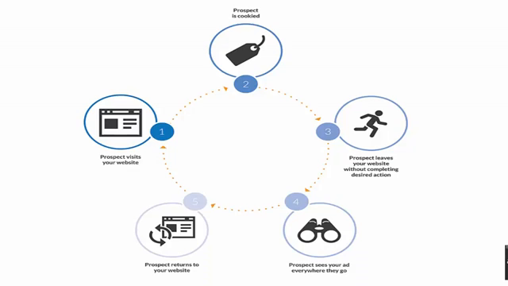And then this is a nice little graphic that we use. So you can see number 1, prospect visits your site. Number 2, prospect is cookied. Then number 3, prospect leaves your website without completing the desired action. Number 4, the prospect sees your ad everywhere they go. Number 5, prospect returns to your website. And then number 6 in the bullseye is the prospect takes that desired action, right? And so this is something that we put together.